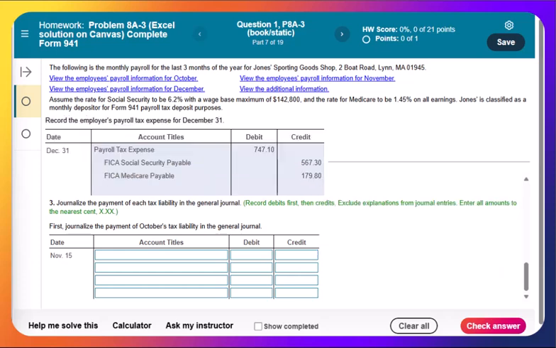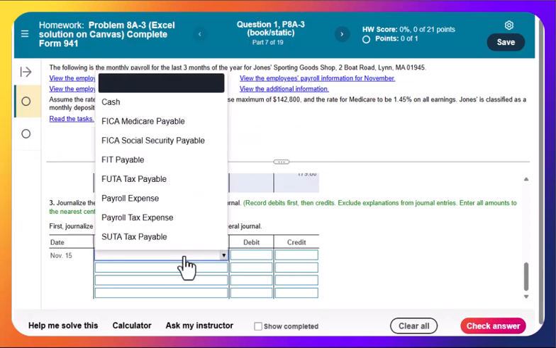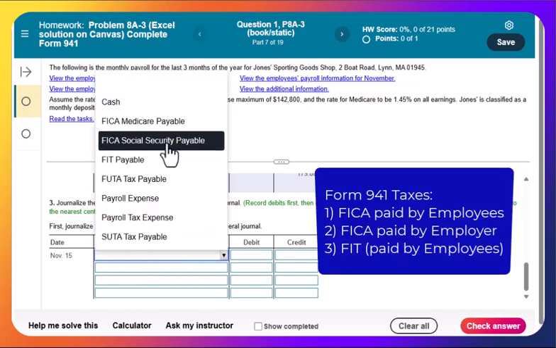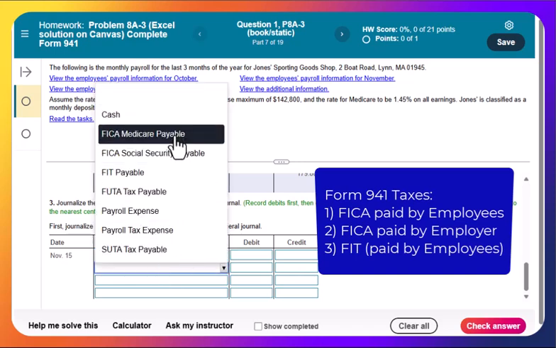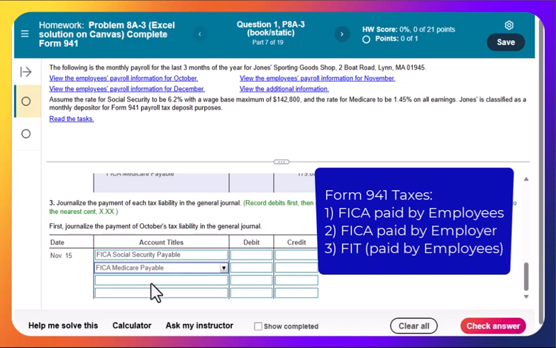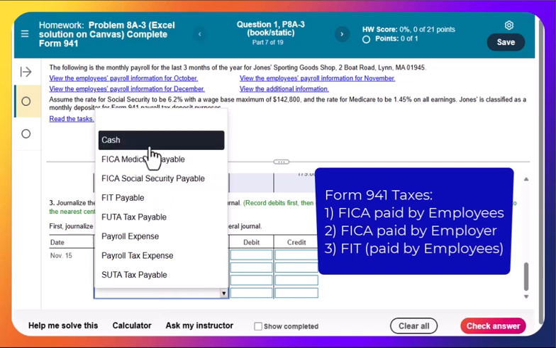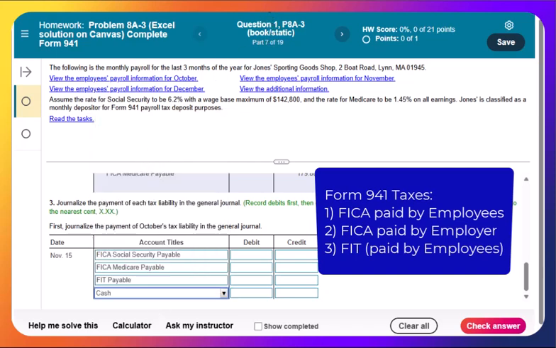So for example, this Social Security payable, in order to eliminate this payable, we need to decrease it. In order to decrease a payable, in other words a liability, you debit it. So we're going to debit Social Security payable. That's the first FICA. We're going to debit Medicare payable. That's the second one. And then the FIT payable. And then finally we will credit cash since we are paying those, and cash is decreasing.